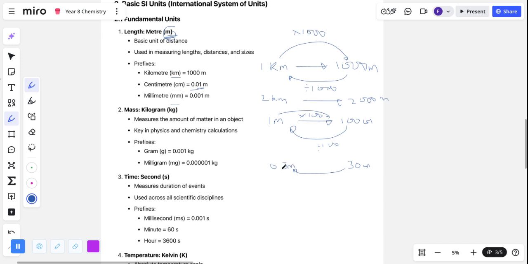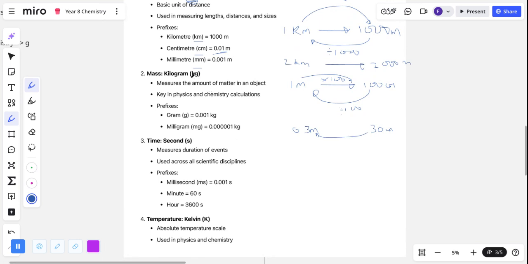Okay. Now, the same is true for kilograms. All right? So, kilograms, I'm going to do this really rather quickly. Kilograms to grams is times by 1,000. Grams to milligrams is times by 1,000. You want to do it the other way, go for it. However, that is not the point of this.